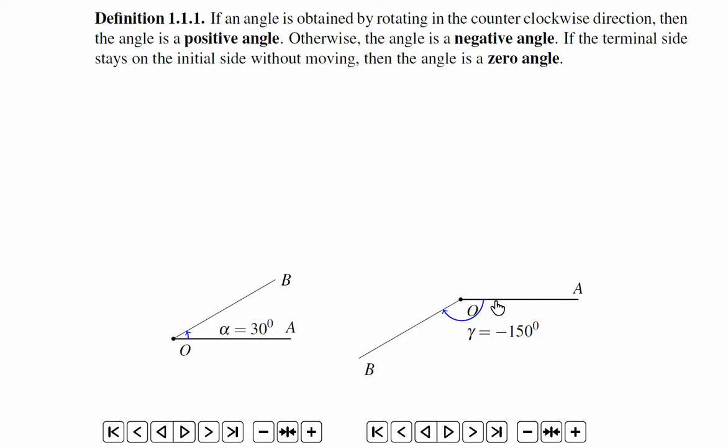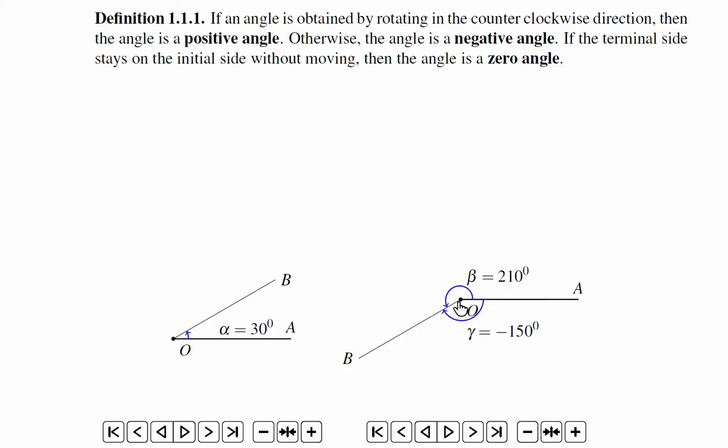Apparently, you can rotate OA in this direction and stop at OB. So here is angle beta. It rotates like this, so this angle will be 210 degrees. 210 plus 150 is 360 degrees. One circle is 360 degrees.